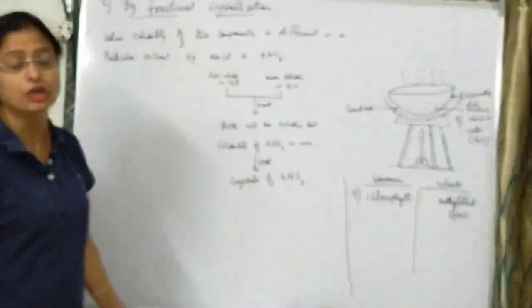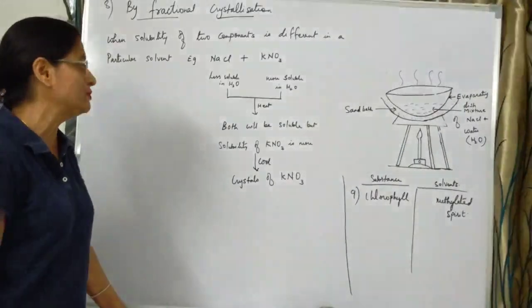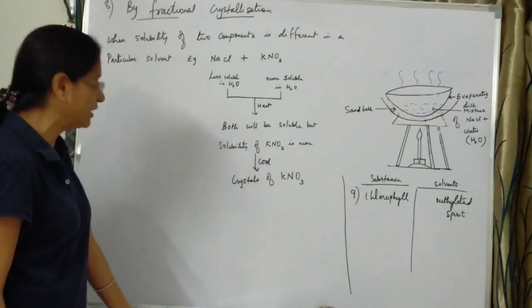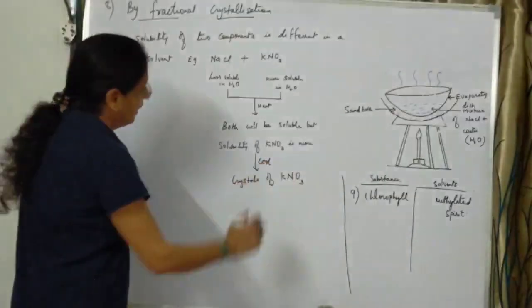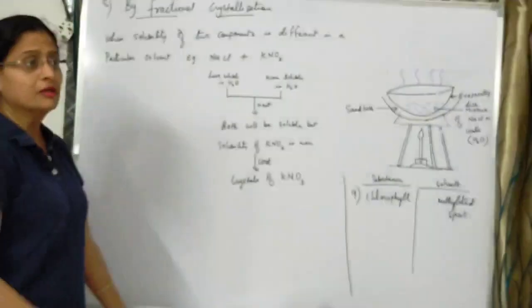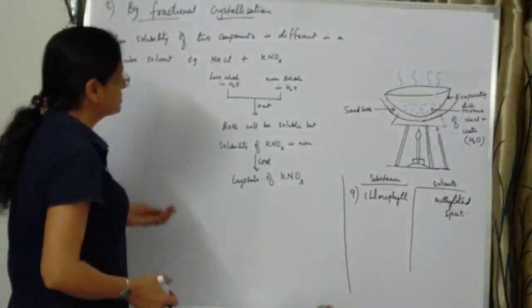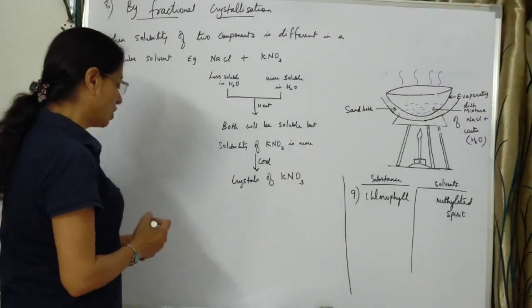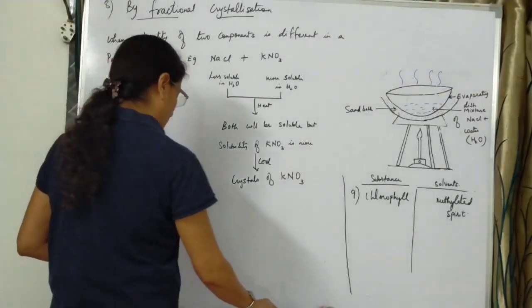So the same procedure, you repeat it a few times to recover most of the potassium nitrate. So we will be getting the crystals of potassium nitrate. In this way potassium nitrate can be recovered, and whatever few crystals of sodium chloride there are will be left behind. So in this way the two components can be separated out.